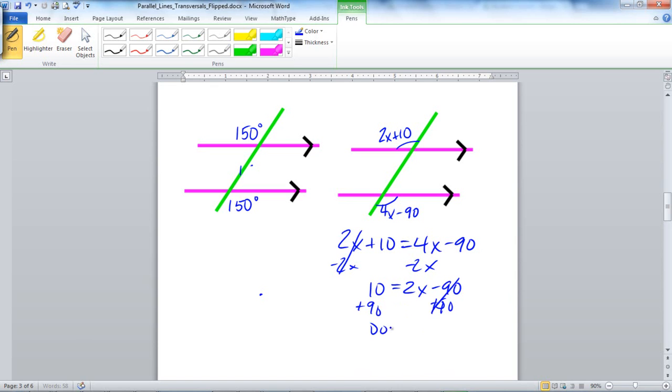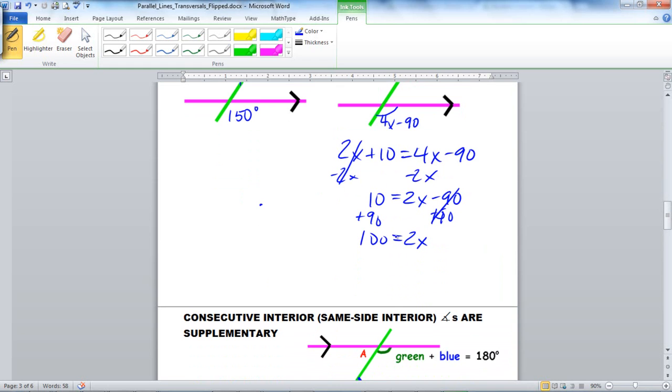And I get, my pen does not want to work. I get 2x equals 100. Divide both sides by 2. And I get x equals 50. Now one of two things I could do right here.